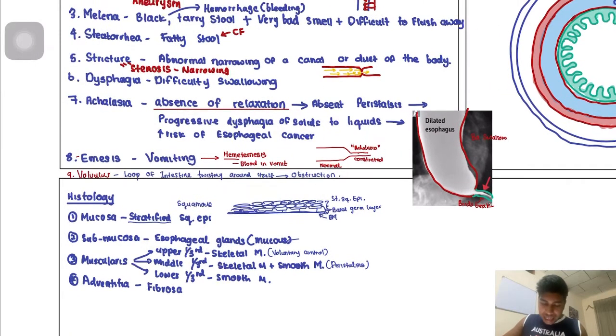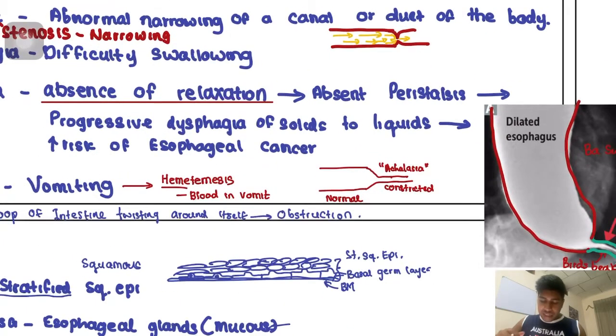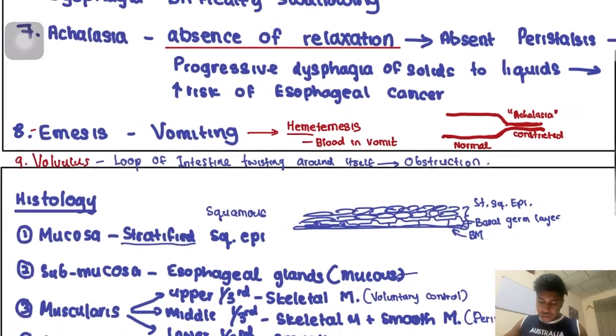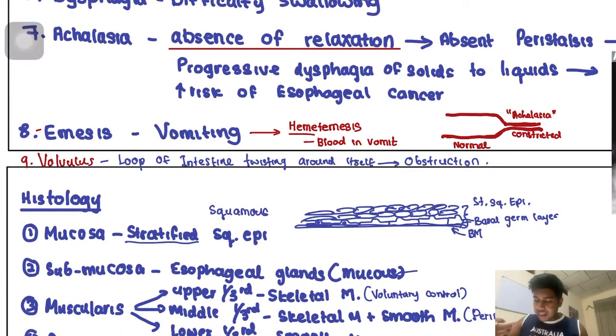This will lead to difficulty swallowing first solids, then liquids. And this will increase the risk of esophageal cancer. See, over here you can see the normal part and the achalasia section, the constricted section. Two more words, emesis, that means vomiting. So if you add the prefix, hematemesis, that means blood in vomit.